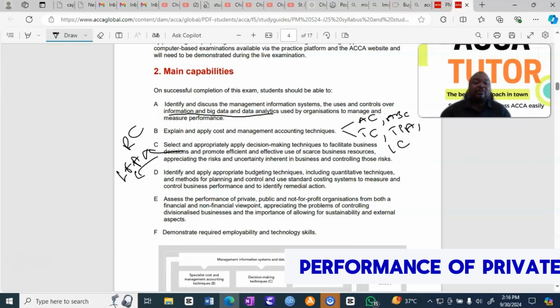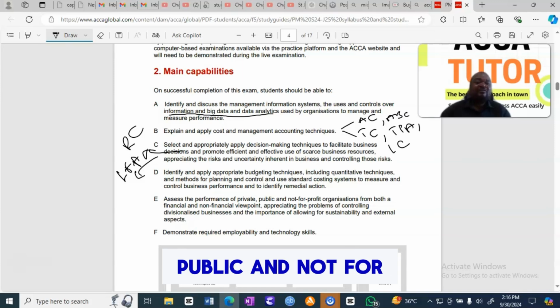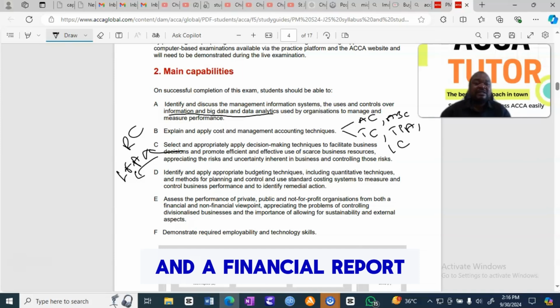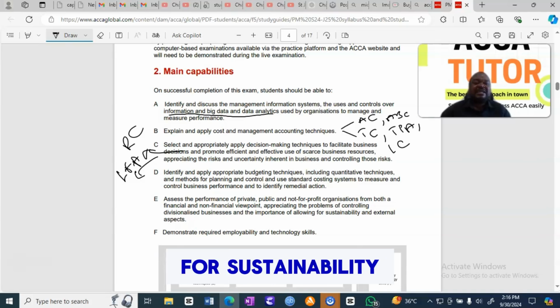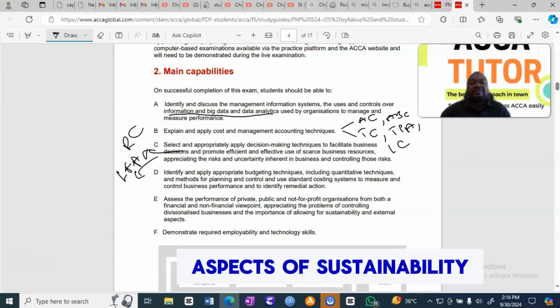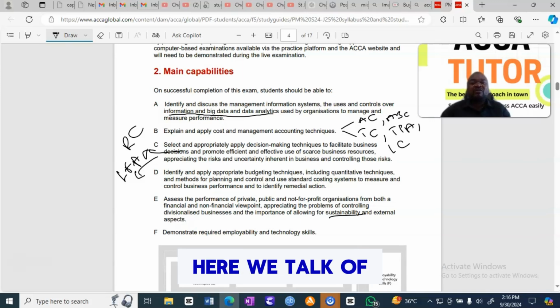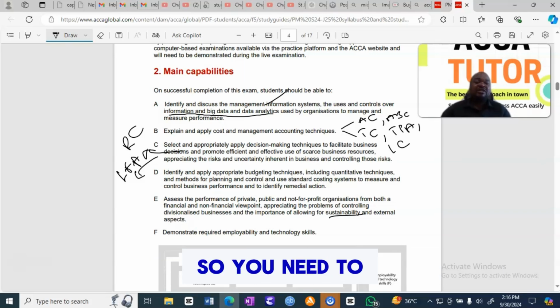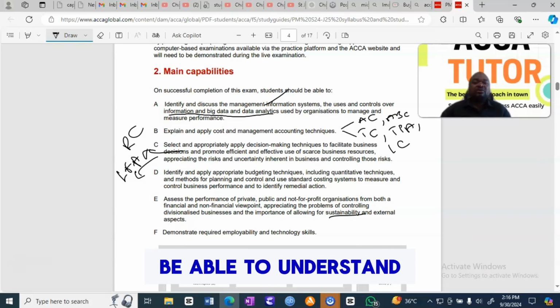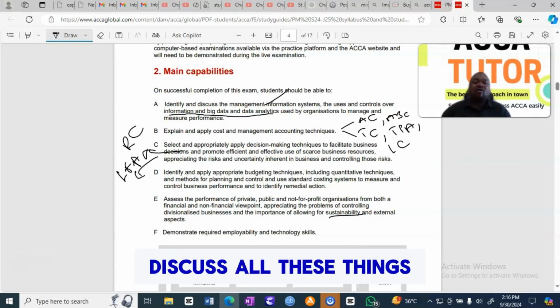Then E, assess the performance of private, public, and not-for-profit organizations from both a financial and non-financial viewpoint, appreciating the problems of controlling divisionalized businesses and the importance of allowing for sustainability and external aspects. These aspects of sustainability, here we talked of business, data analytics. These are new things which have also come into play. So you need to be able to understand, to work around, to discuss all these things.